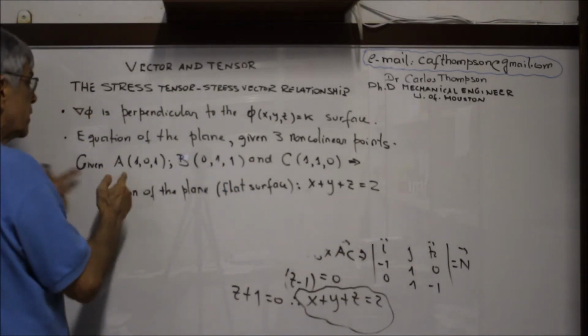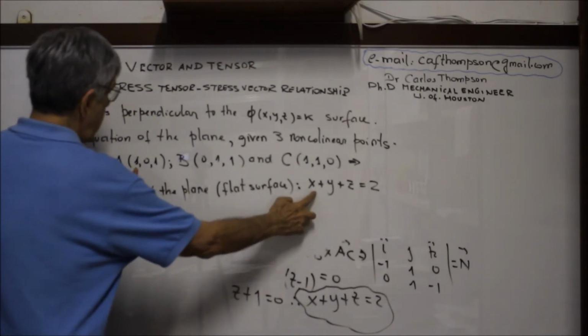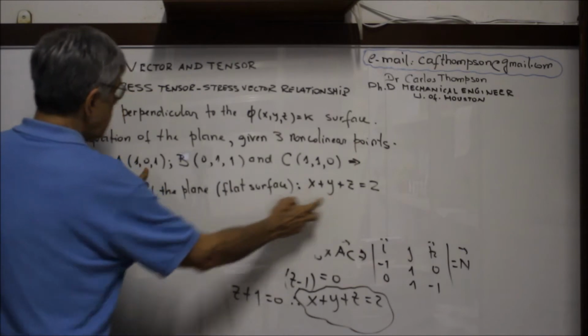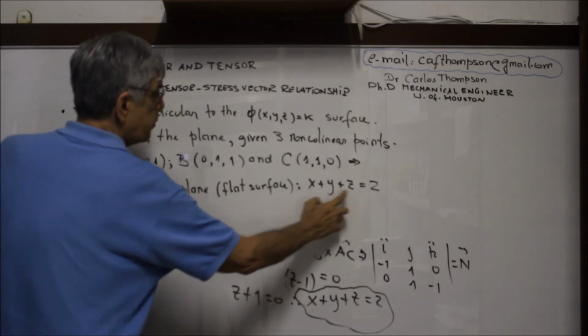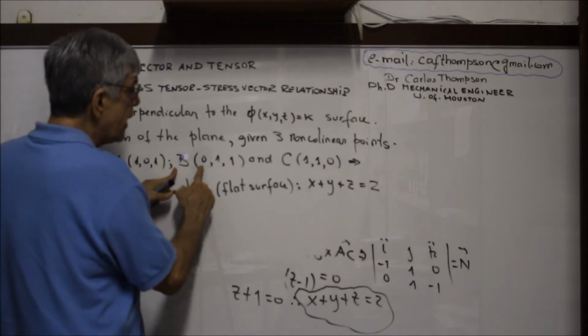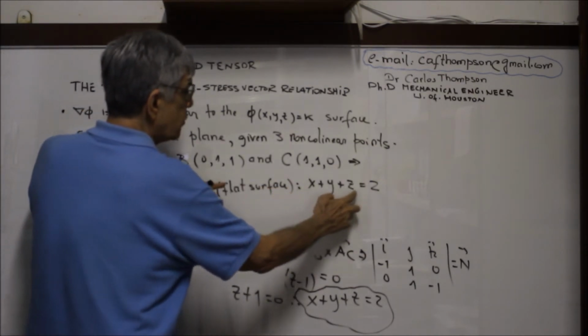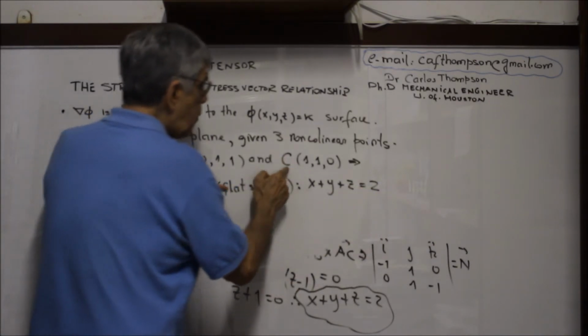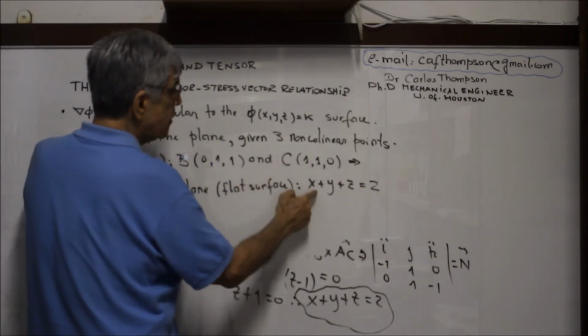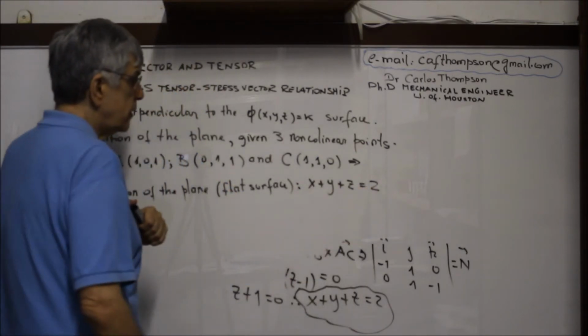So let's check point A. Point A, x is equal to 1, y is equal to 0, and z is 1. So 1 plus 1 is 2. Now let's check point B. x is 0, y is 1, and z is 1. So 1 plus 1 is 2. Now point C. x is 1, y is 1, and z is 0. 1 plus 1 is 2.